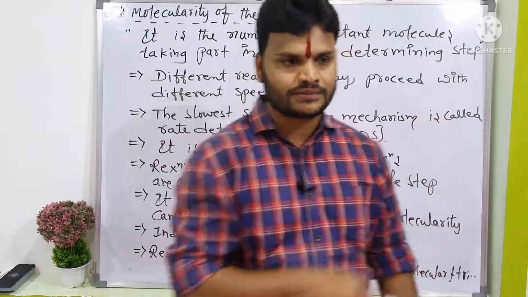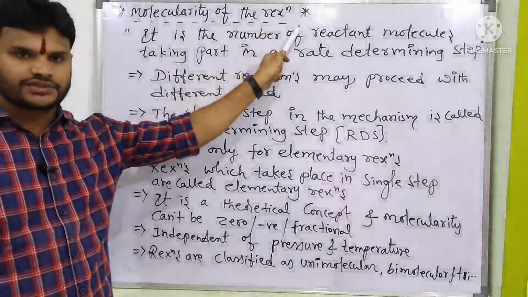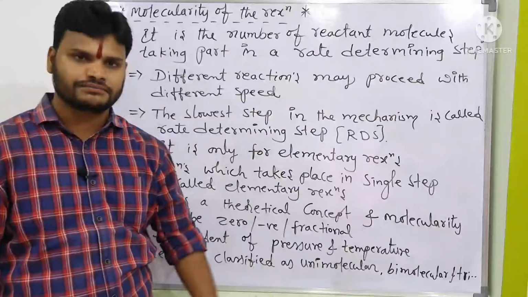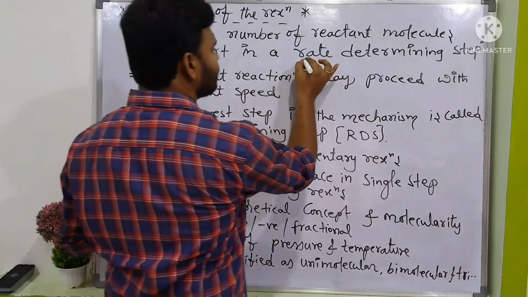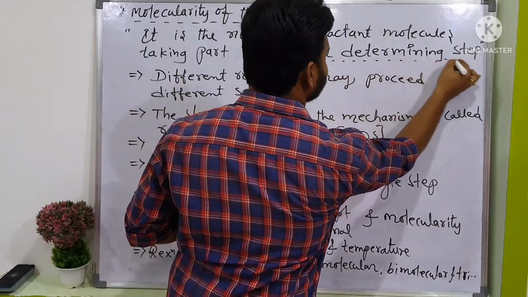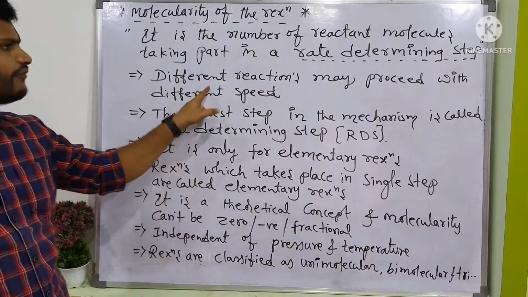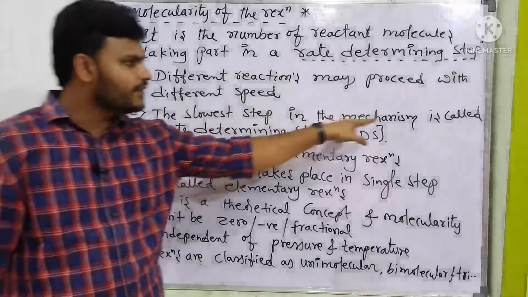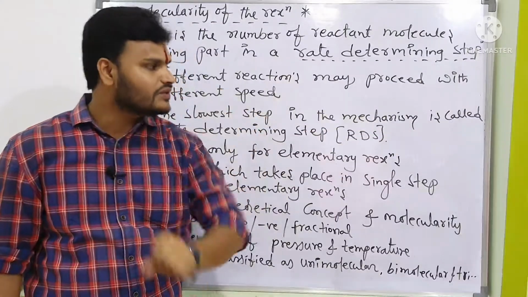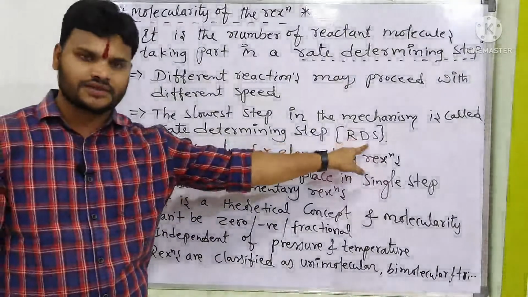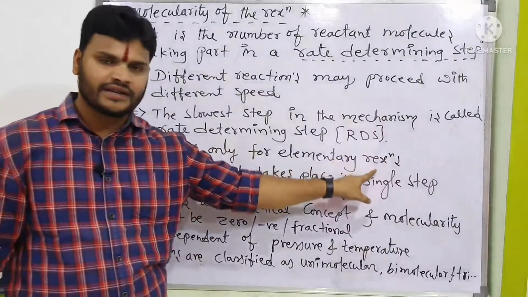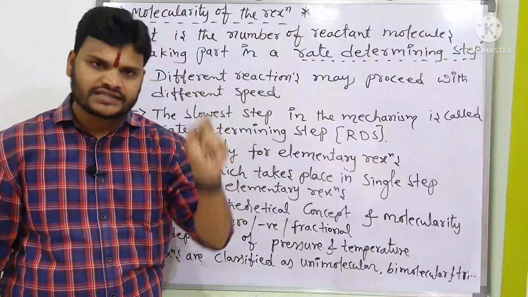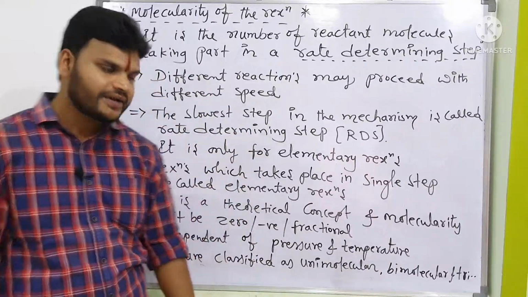Just look at the board, some key points. Molecularity of the reaction is the number of reactant molecules taking part in a rate determining step, RDS. Next, different reactions may proceed with different speed. The slowest step in the mechanism is called rate determining step, RDS. Next, it is only for elementary reactions. What are elementary reactions? Reactions which take place in a single step are called elementary reactions.